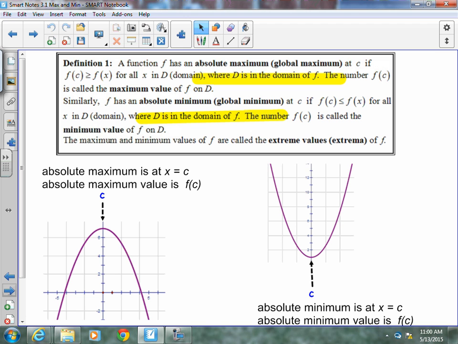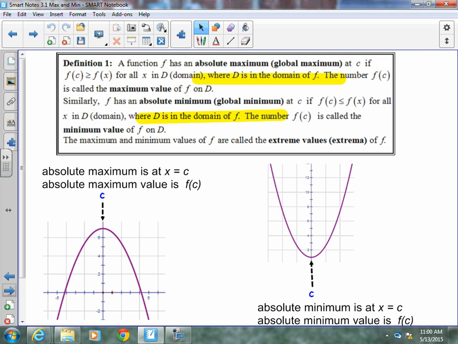An absolute maximum occurs at C if the y value at C is greater than or equal to all other y values in the domain. That makes f of C the maximum value of f on D. So if they're asking where the maximum happens, you can just give the x value, but if they're asking what the maximum value is, you need to give the y. Same works for the minimum. It has to be the point lower than all other y values in our domain, and that would be the minimum value. Where it happens is just the location of the minimum. The y value is the minimum value.